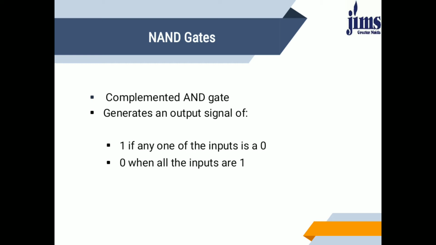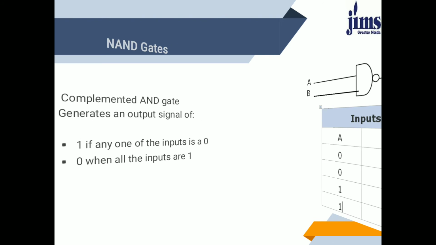Last time we talked about the AND gate. If any of the input is 0, then the output was 0. But in case of NAND gate, the output is 1. So, it's just the opposite of the AND gate. That's why I am saying that NAND gate is the complemented AND gate. And it generates an output signal of 0 when all the inputs are 1. So, this is the working of the NAND gate.